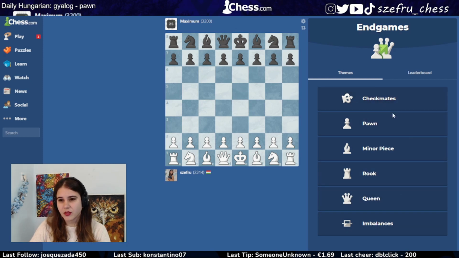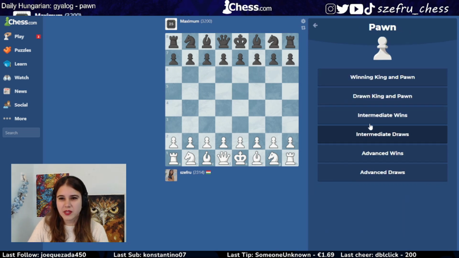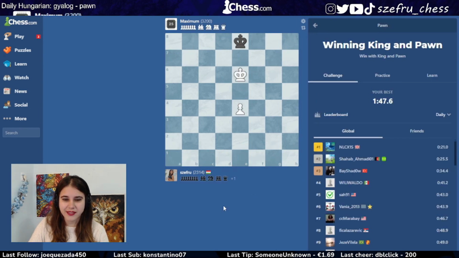We will start with the pawn endgames, and I think pawn endgames are more important than minor piece endgames, rook endgames, queen endgames. They are all very important, but probably the most important is the pawn endgame, because almost every endgame can be simplified into a pawn endgame. Therefore, you need to know your pawn endgames more than other endgames. So yeah, we will do these pawn endgames here, and I will start with the winning king and pawn endgames, because this is the start.